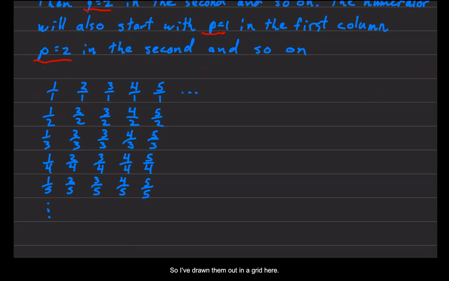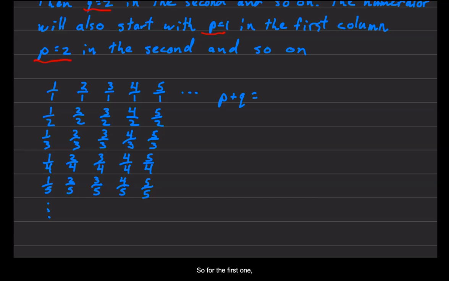So I've drawn them out in a grid here, and what we're going to do is try to come up with some sort of a way to write these in a sequence that will allow us to write the sequence based on a relationship with the natural numbers. To do this, we'll list the sum of our P and Q. So we'll go P plus Q, and then we'll list what element from the rationals that is equal to.